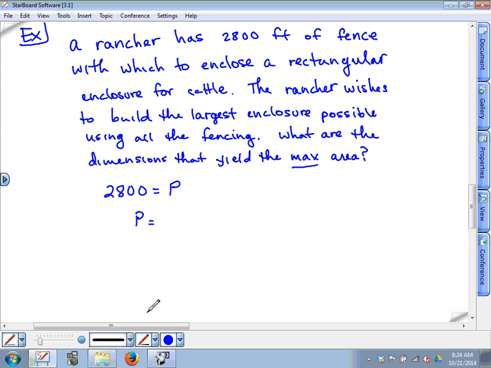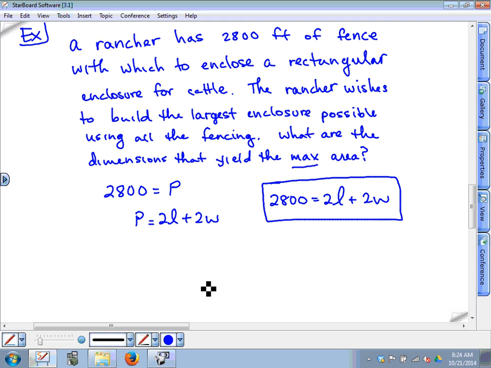These are all geometry formulas. The perimeter of a rectangle is adding all the sides, right? So that's 2 lengths plus 2 widths. So now we could say that 2,800 equals 2L plus 2W. That's really all the information that we've been given, is that this rancher is going to use a perimeter of 2,800 feet of fencing, and that's equal to 2L plus 2W. The problem is, we're not trying to maximize the perimeter. We can't maximize the perimeter because it's going to stay constant at 2,800 feet. We're trying to maximize area.